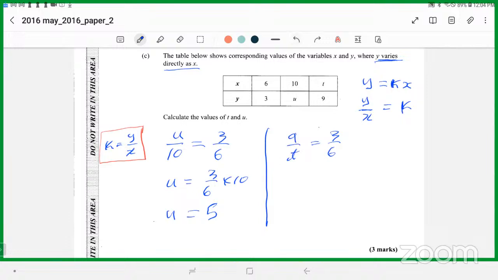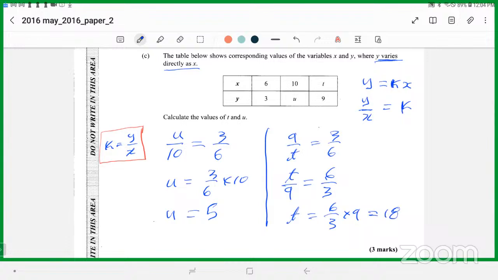Now, we can make t the subject easily, because if 9 over t equals 3 over 6, which is a half, you can literally take the reciprocal of this side and take the reciprocal of this side. In other words, flip this side and also flip that side. So you get t over 9 becomes 6 over 3, where 6 over 3 is actually 2. I can multiply the 9 now, and so the t becomes 6 over 3 times 9. 6 over 3 is 2. 2 times 9 is 18. So this becomes 18, and those are your answers.